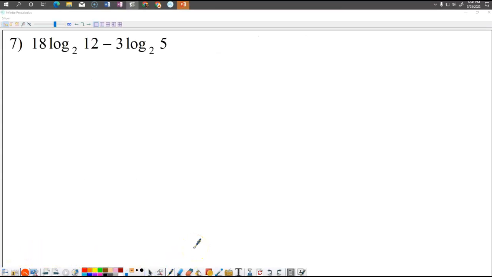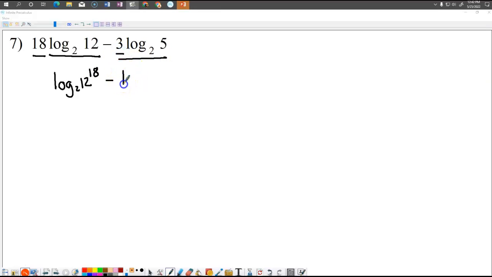All right, so here's number 7. What we want to do on number 7 through 12 is we want to condense these expressions down so that it has only 1 logarithm in them. All right, so the first thing I notice is that I have a logarithm here that's being multiplied by 18. Using the third property on that last slide, we can make that 18 become a power on the 12, like so. We could do the same thing here with this logarithm.